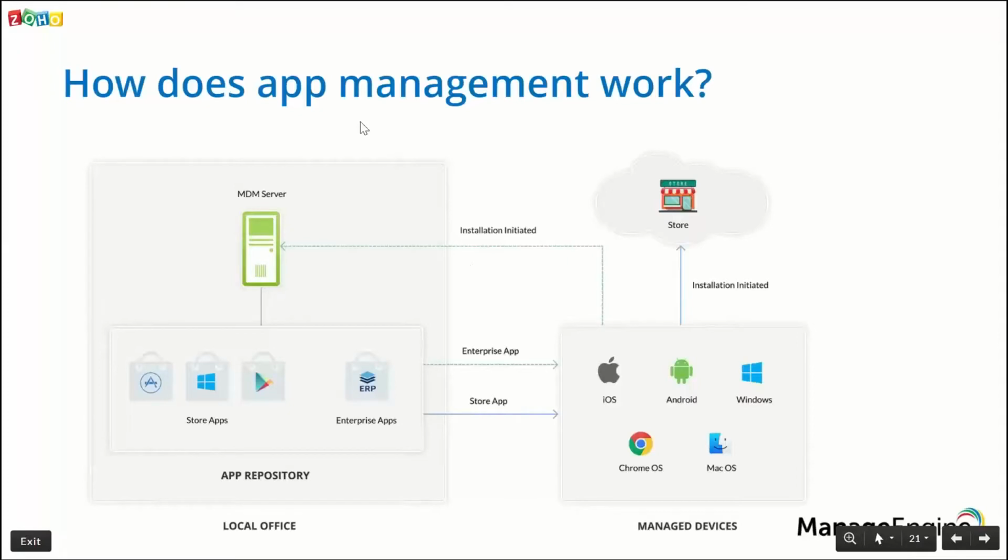So this is how app management works in MDM. The first step is to create an app repository on the MDM server. You can do this by adding your store apps and your enterprise apps. Once you have added the apps to the repository, you can then go ahead and distribute them to your devices, after which the installation process will be initiated from the respective stores. As for your enterprise apps, the installation process will be initiated from the MDM server itself because we would be directly uploading our enterprise apps there. So now let's head back to the MDM console and see how we can add and distribute apps to devices.